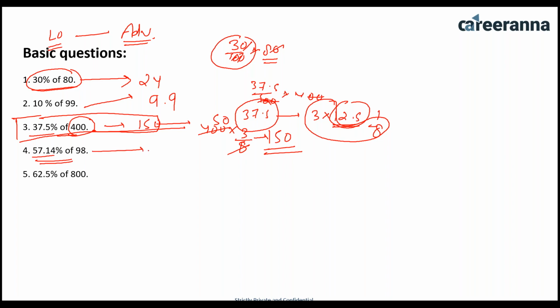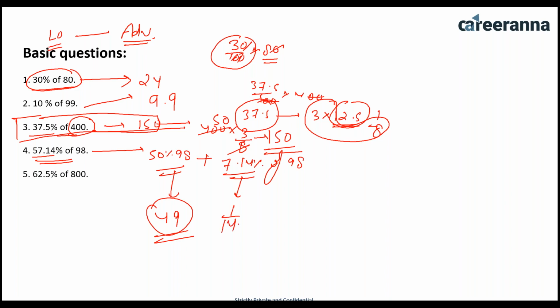What I have to do is, you can directly calculate it, but what I will do here is 50% of 98 plus 7.14% of 98. 50% of 98 can be written as 49, isn't it? Akashish, don't use calculator. You are not suggested to use calculators. 7.14 can be written as 1 by 14. So this percent value has a fraction value of 1 by 14. So I have to multiply 98 by this number and it would be very easily calculated, 7. So 49 plus 7 is 56.